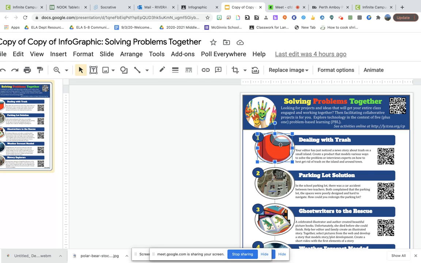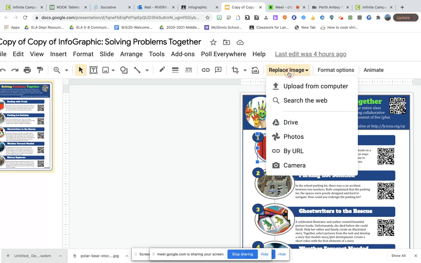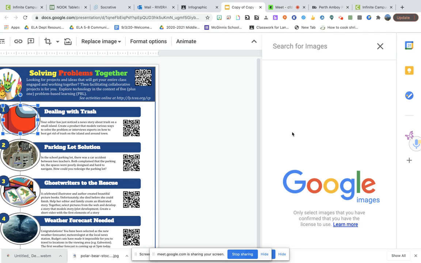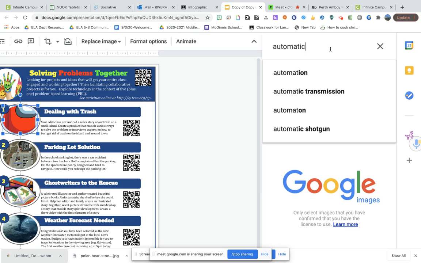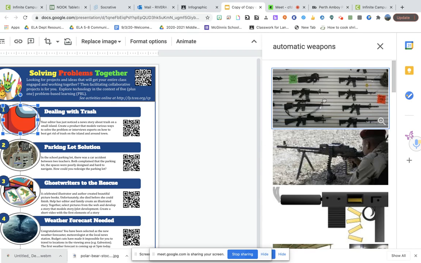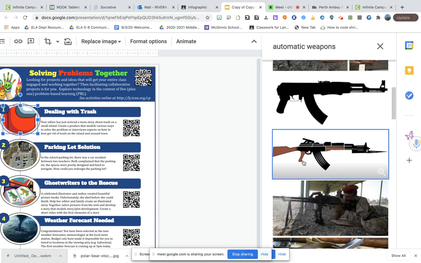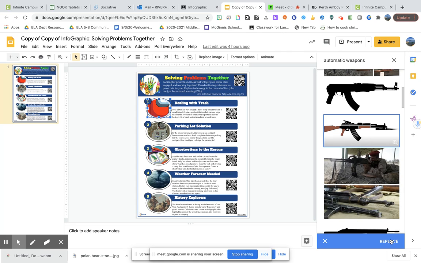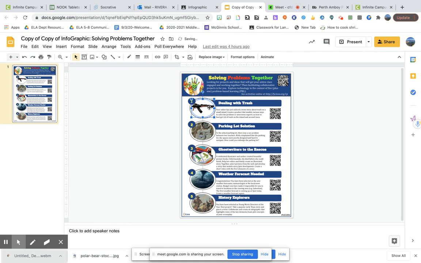Your images, you would simply click on this and then replace the image with something. Right, so say you're dealing with gun violence, so maybe you would put like automatic weapons or something. And then you would find your weapon here, click on it, and then, say you wanted that one. You would hit replace, and then it replaces the picture here. Right, so again, whatever it is that you're going to be writing about, the title goes here. Underneath, this is where your 5 things that you're going to say about your topic go, and then you have to have at least 3 sentences underneath.